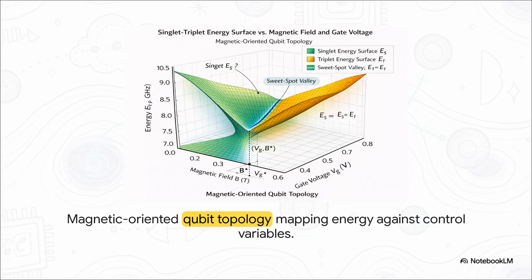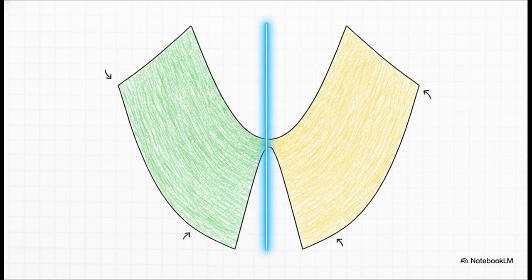What you're seeing here is us mapping the energy of those specific states against our control coordinates, so the magnetic field and gate voltage. This isn't just some abstract math on a chalkboard. This is the literal physical topography our quantum states live in. Let's break down this blueprint. That green surface, that's the singlet energy state, and the yellow one is the triplet energy state.